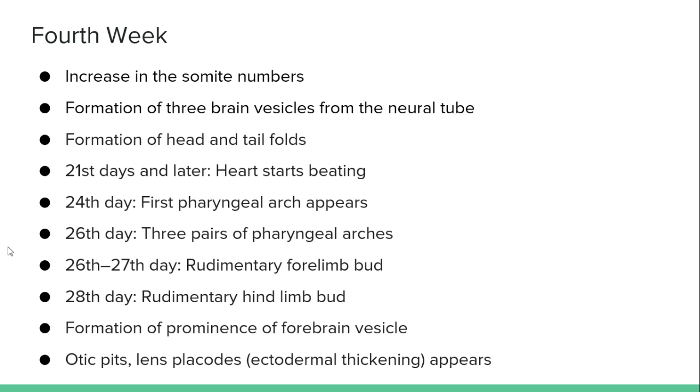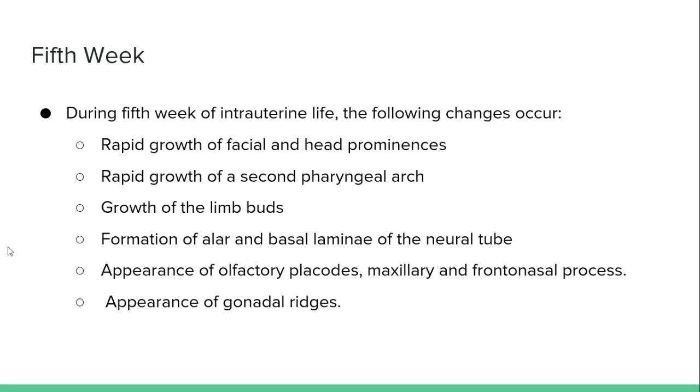Formation of the prominent brain vesicles, and then otic pits, then lens placode ectodermal thickening appears. During the 5th week of intrauterine life, the following changes occur: rapid growth of facial and head prominences, rapid growth of the second pharyngeal arch, growth of forelimb buds, formation of the alar and basal laminae of the neural tube, appearance of olfactory placodes, maxillary process, appearance of gonadal ridges.